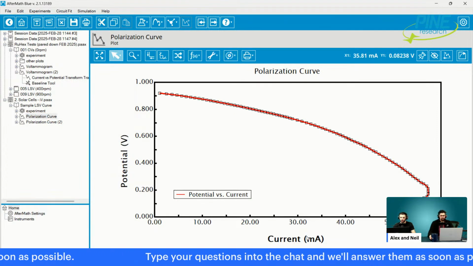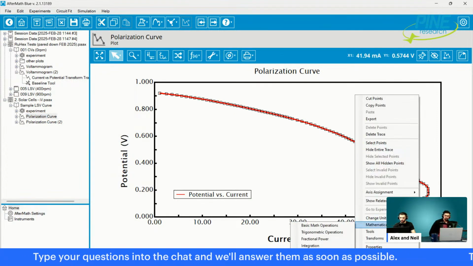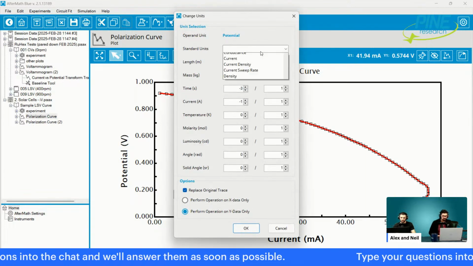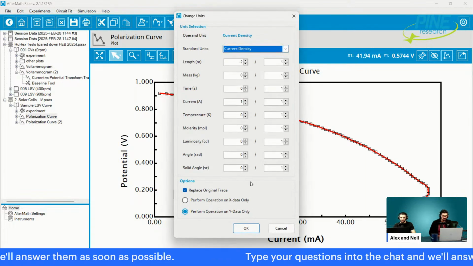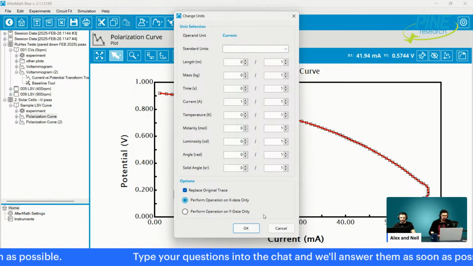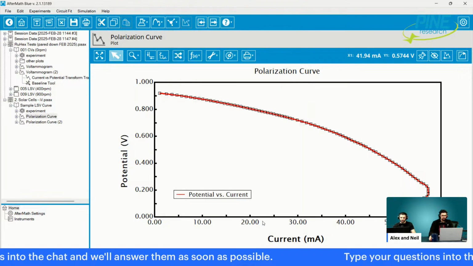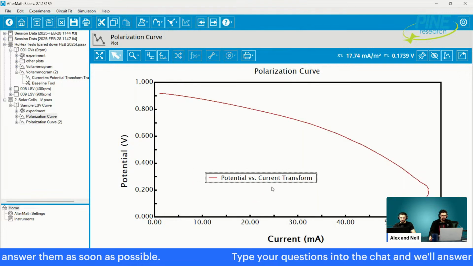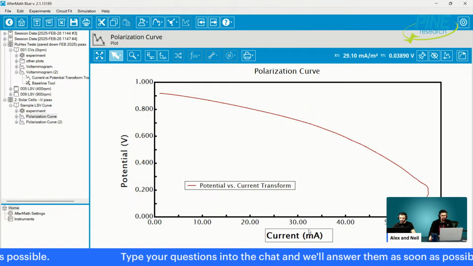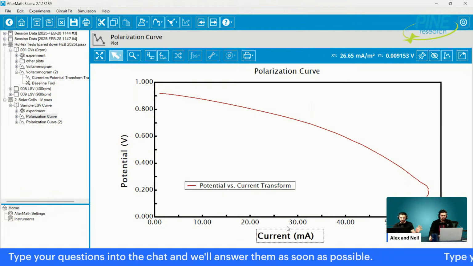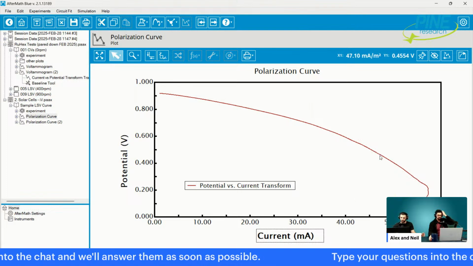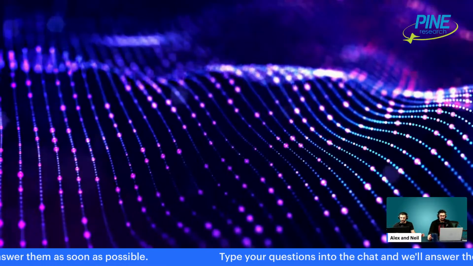Anyway, the point is, it should be current density. So I'll do this a different way. On X data, I'm changing this to current density. I'm not sure. Oh, because I have these. This is not a good example. I'm going to stop doing this. I've monkeyed with this trace before, and anyway, the axis is already changed. This is from something else. So what I'm showing you is kind of a pain.